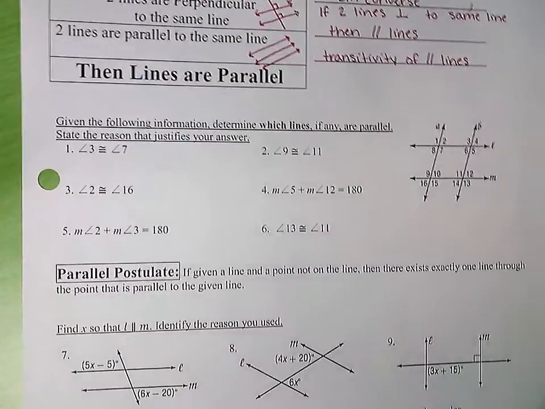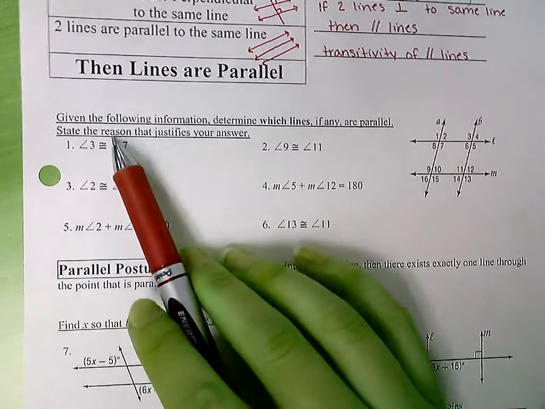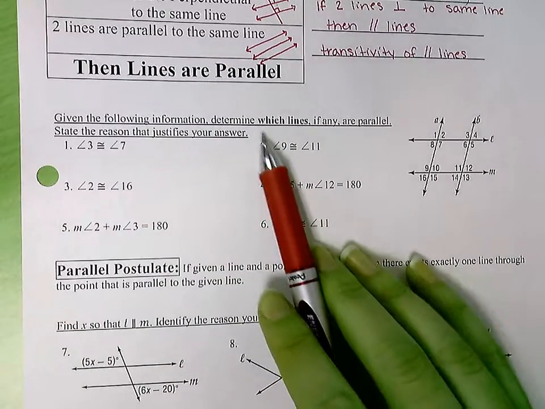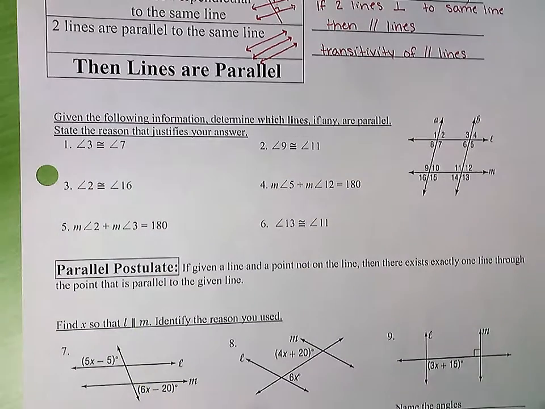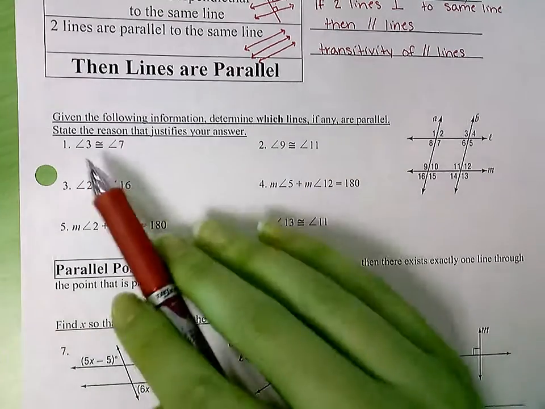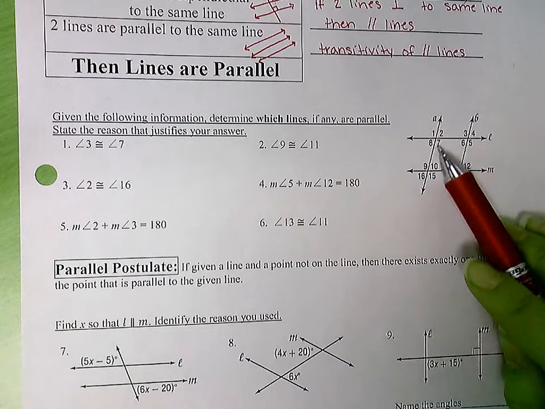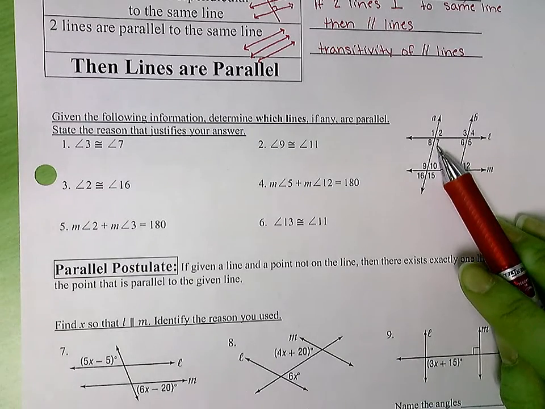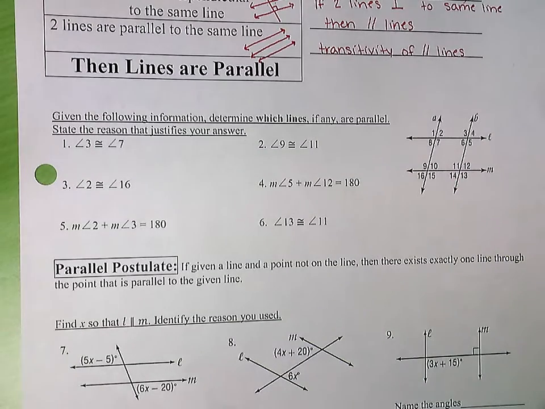Looking at some examples here. These are kind of like your one-step proofs. Remember when we did one-step proofs in Chapter 2? These are your one-step proofs for Chapter 3. Okay, so given the following information, we have to determine which lines, if any, are parallel, then state the reason that justifies our answer. So number 1, if I have angle 3 congruent to angle 7, I have to state which lines would be parallel given that information.